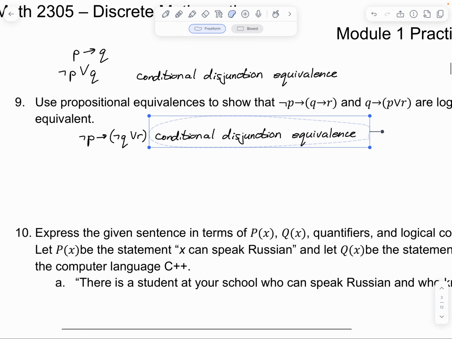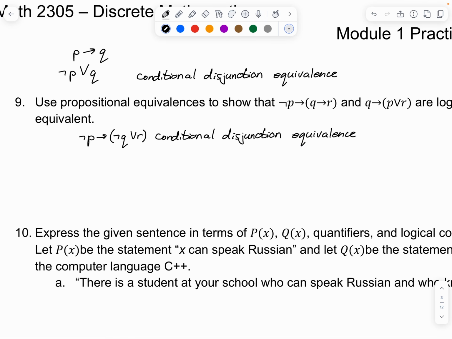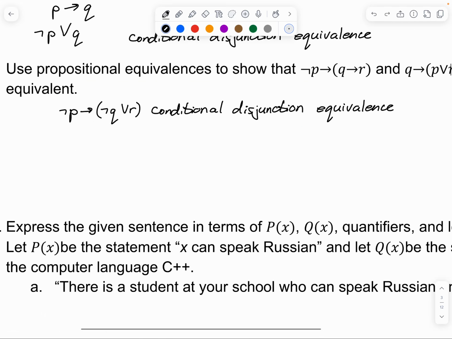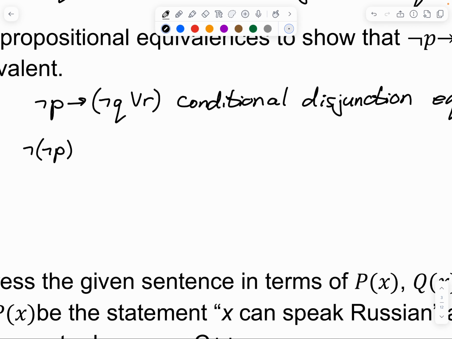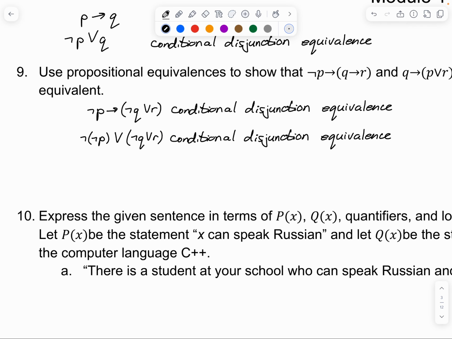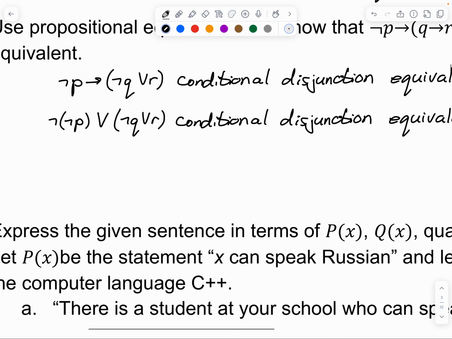Okay. From here, I still have an implication, a conditional, this arrow that I would like to get rid of. So I'm going to do the exact same thing again. And I'm going to say not P or not Q or R. And the justification is yet again conditional disjunction equivalence. Let's see. Next, I'm going to notice that this is a double negation. And instead of not P, I just put P. The justification is the double negation law.